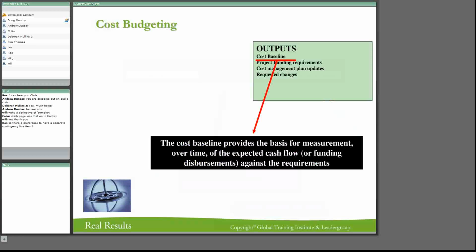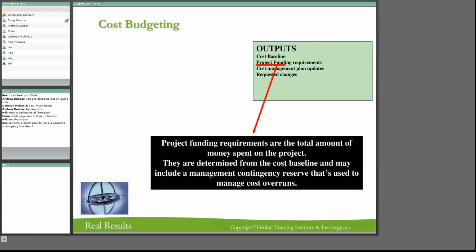All right. So your cash flow is as important for a CFO as asking for the total amount of the budget. So cash flow is an important one. So that's your baseline. Your next output is your project funding requirements, the total amount of money spent on the project. All right. So they are determined from the cost baseline, and may include a management contingency, which we've talked about, that's used to manage cost overruns. Okay, so this is where your funding requirements come in. That's when Roz asked me, should you have a separate contingency line? Yes, you are going to have a separate contingency line.